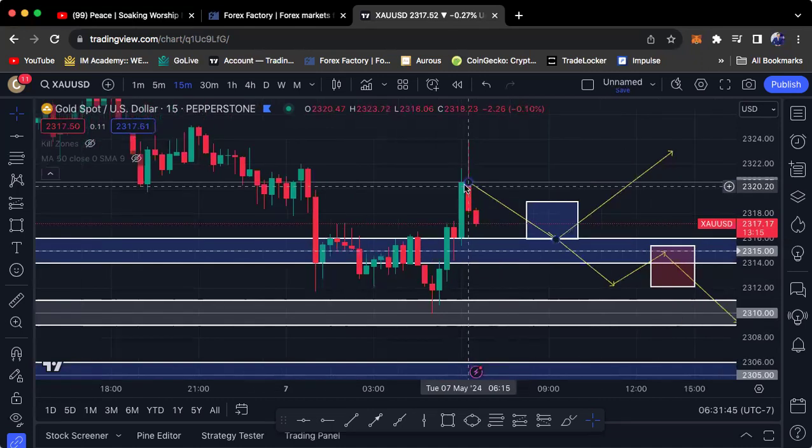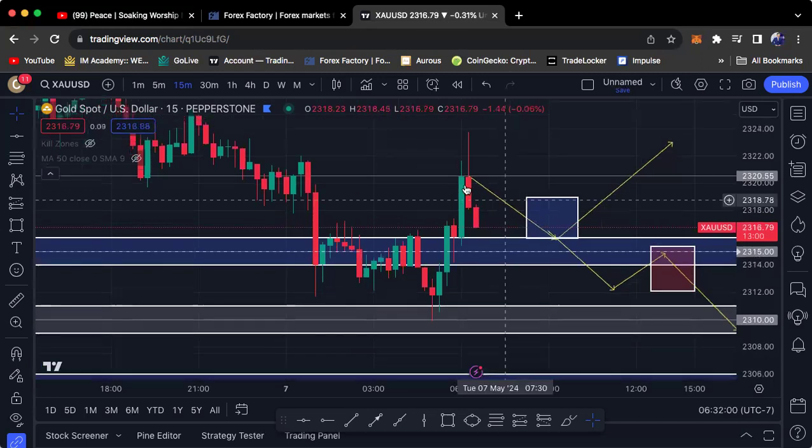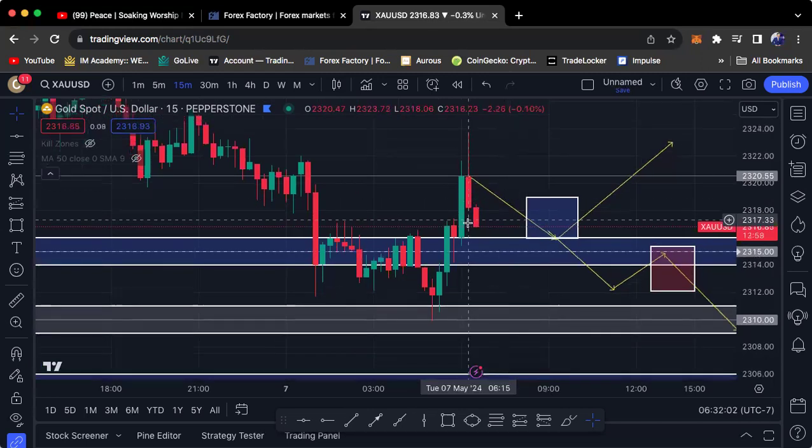Now you could have caught the sell here. It gave you a red confirmation candle. It wicked, but it never closed above 23.20. It closed below, and you could have caught the sell here for a quick move. I trade zone to zone. I don't trade in between my zones.